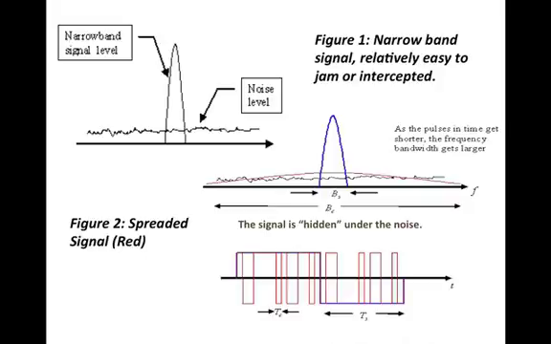What we do in spread spectrum is spread the signal over the frequencies. As the pulses in time get shorter, the frequency bandwidth gets larger. So the signal is hidden under the noise. Now it's very difficult to jam or to intercept it. So that's the advantage of spread spectrum. Figure 2 shows the spread signal, the red one.